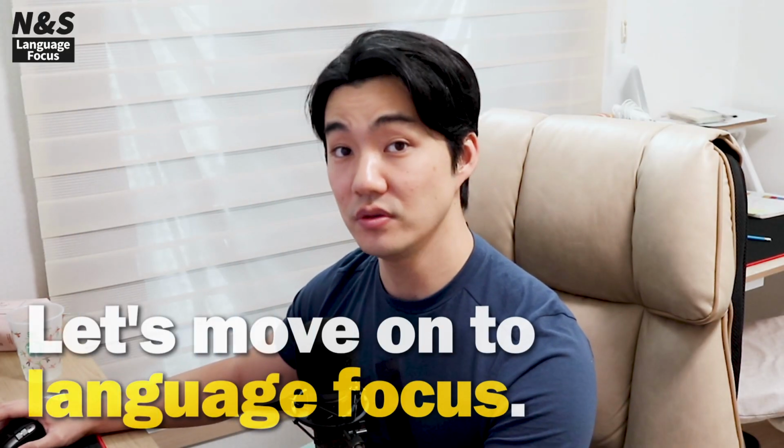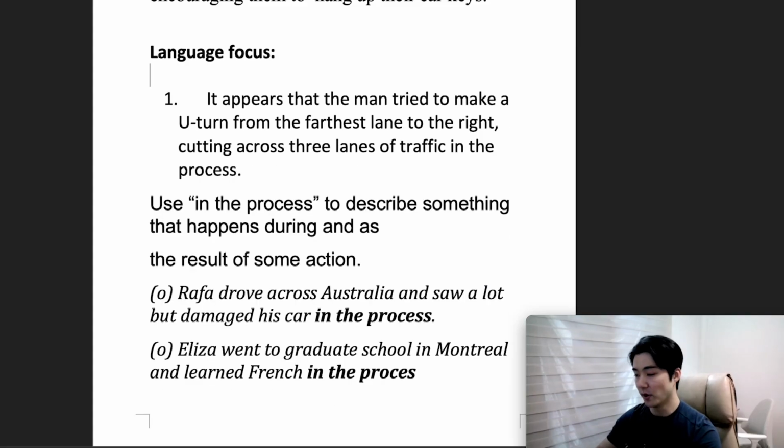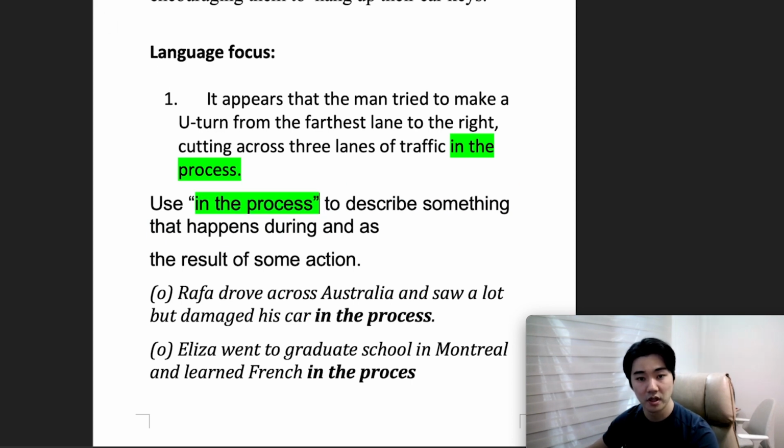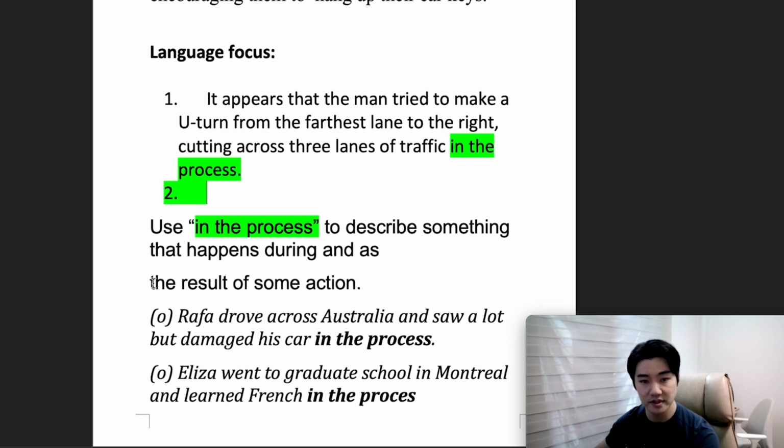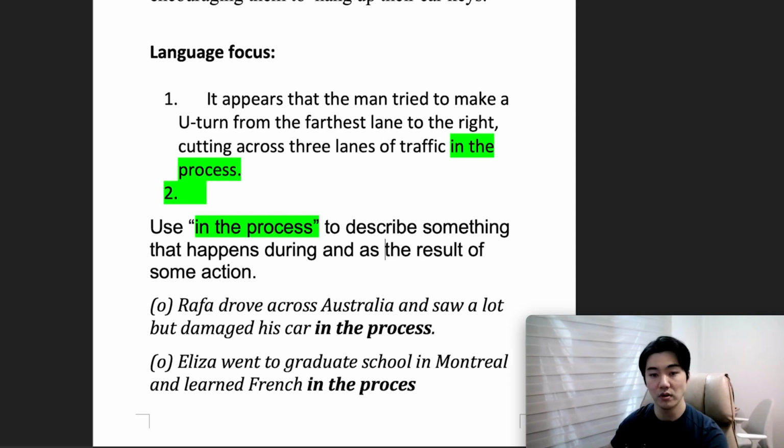Now, let's go on to language focus. Number 1. It appears that the man tried to make a U-turn from the farthest lane to the right, cutting across 3 lanes of traffic in the process. So we are learning about "in the process" today. For number 1, use "in the process" to describe something that happens during the result of some action.